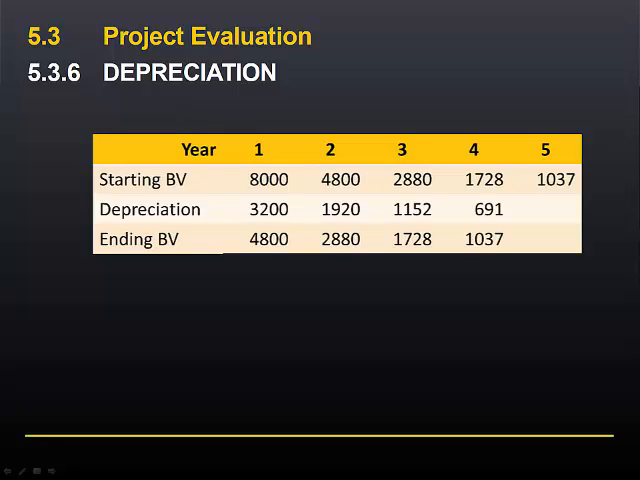40% of $1,728 is $691, giving us a book value at the beginning of the fifth year of $1,037. If we continue calculating depreciation in this way, we would have depreciation of $415 in the last year and an ending book value of $622. However, at the beginning of this example, we were told that we depreciate down to a book value of 0, and therefore we would normally depreciate all of the remaining book value of the asset in the fifth year to give us a book value of 0.